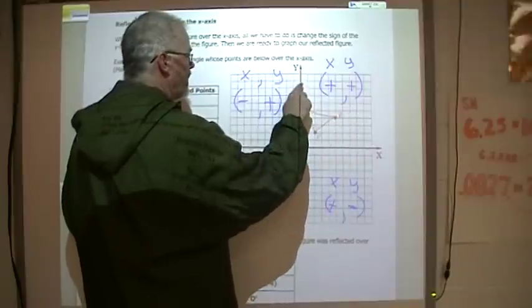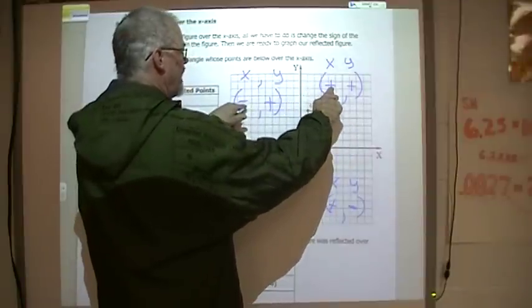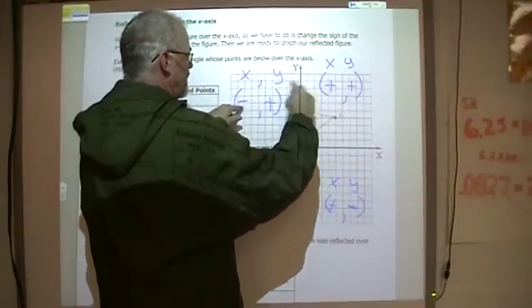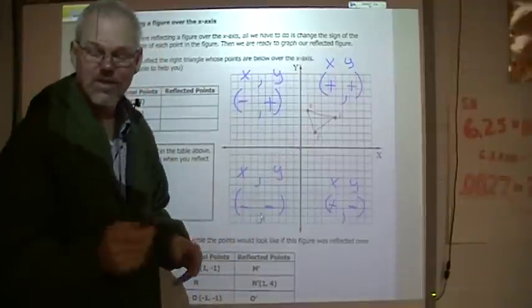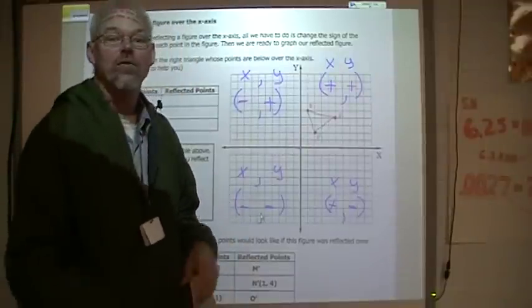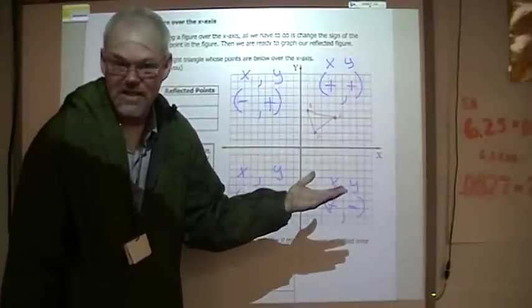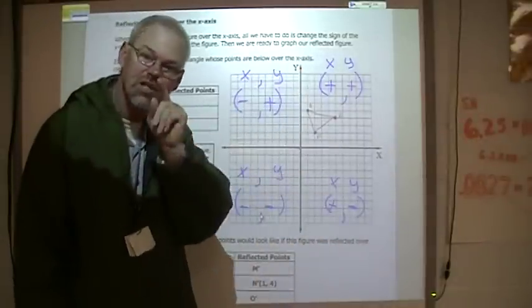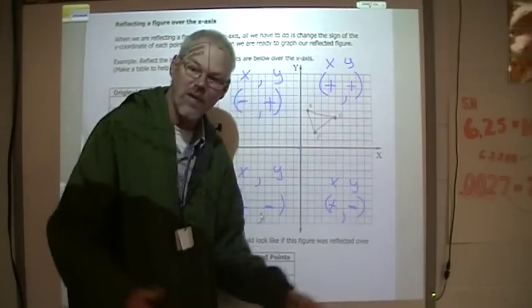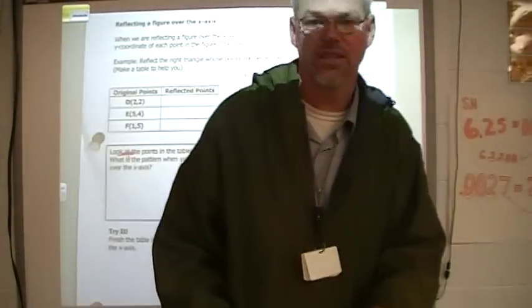Right? You're going over the y-axis. So you change your x's. Your x goes from negative to positive and back and forth. That's why we only change the sign of what we're not flipping over. If we're flipping over the y, we change the x's. If we're flipping over the x's, change the y. Reflections. It's not that tough, guys. This is an easy one.